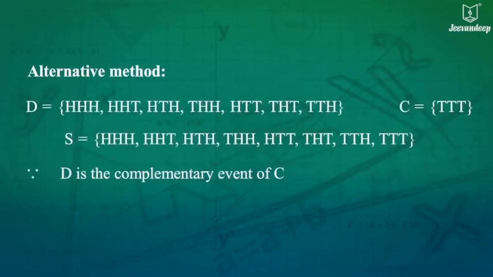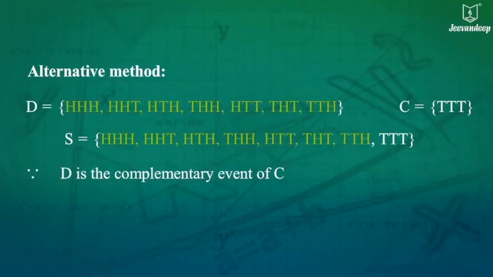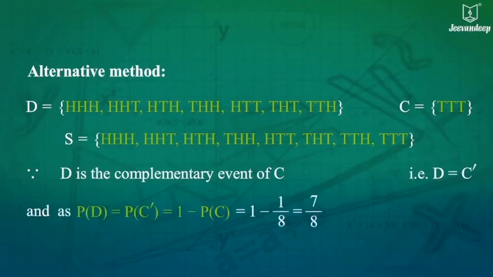Alternative method. Because D is the complementary event of C, that is, D equals C', and as P(D) equals P(C') equals 1 minus P(C). Putting the value of P(C), we get 1 minus 1 upon 8 equals 7 upon 8. Therefore, probability of event D equals 7 upon 8.